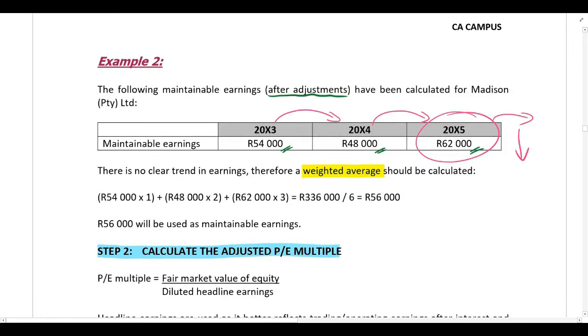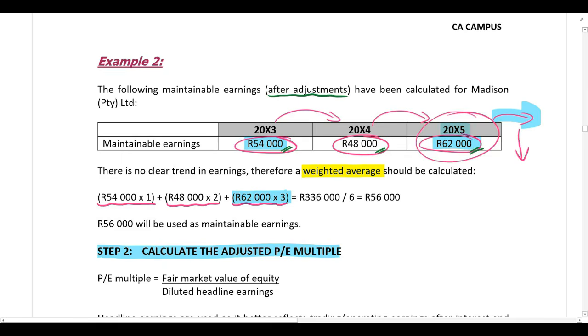How do we calculate a weighted average where there is no clear trend? You take the oldest year and you multiply that by 1. The next year you multiply that by 2, and the most recent year multiplied by 3. So please note, the most weight is attached to the most recent year. And the logic behind that is what happened in the most recent year is more likely to happen again in the future. What happened in the past is less likely to happen again in the future. So we allocate more weight to the most recent year.